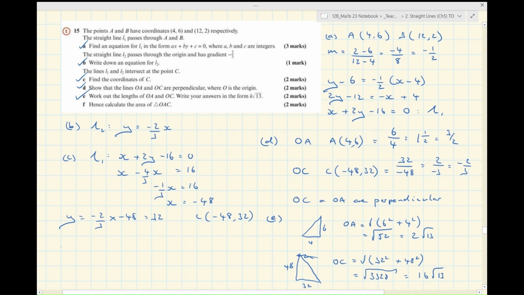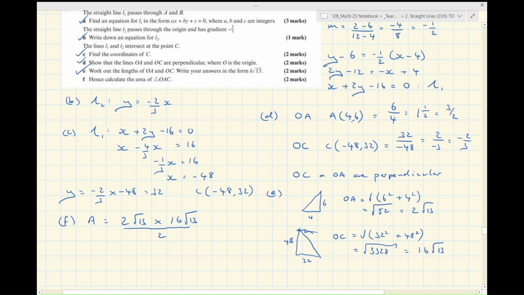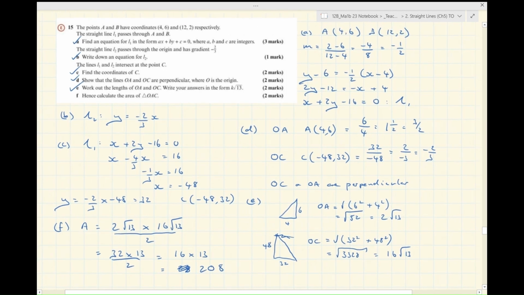Done. And now I'm on part F. Work out the area of the triangle OAC. The area is going to be OA multiplied by OC, base times height, divided by 2. So that is 32 times 13 over 2, which is simply 16 times 13. And 16 times 13 is 208. So that is my solution to question 15.